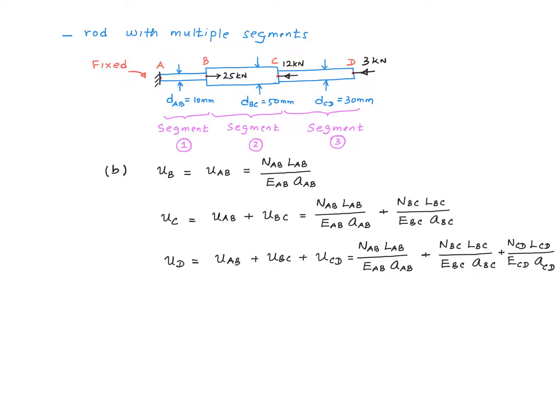Remember, we are using a sign convention, right? And therefore, some of these terms could be negative. So that's it. This is how you calculate the displacement at a point on a rod with multiple segments.